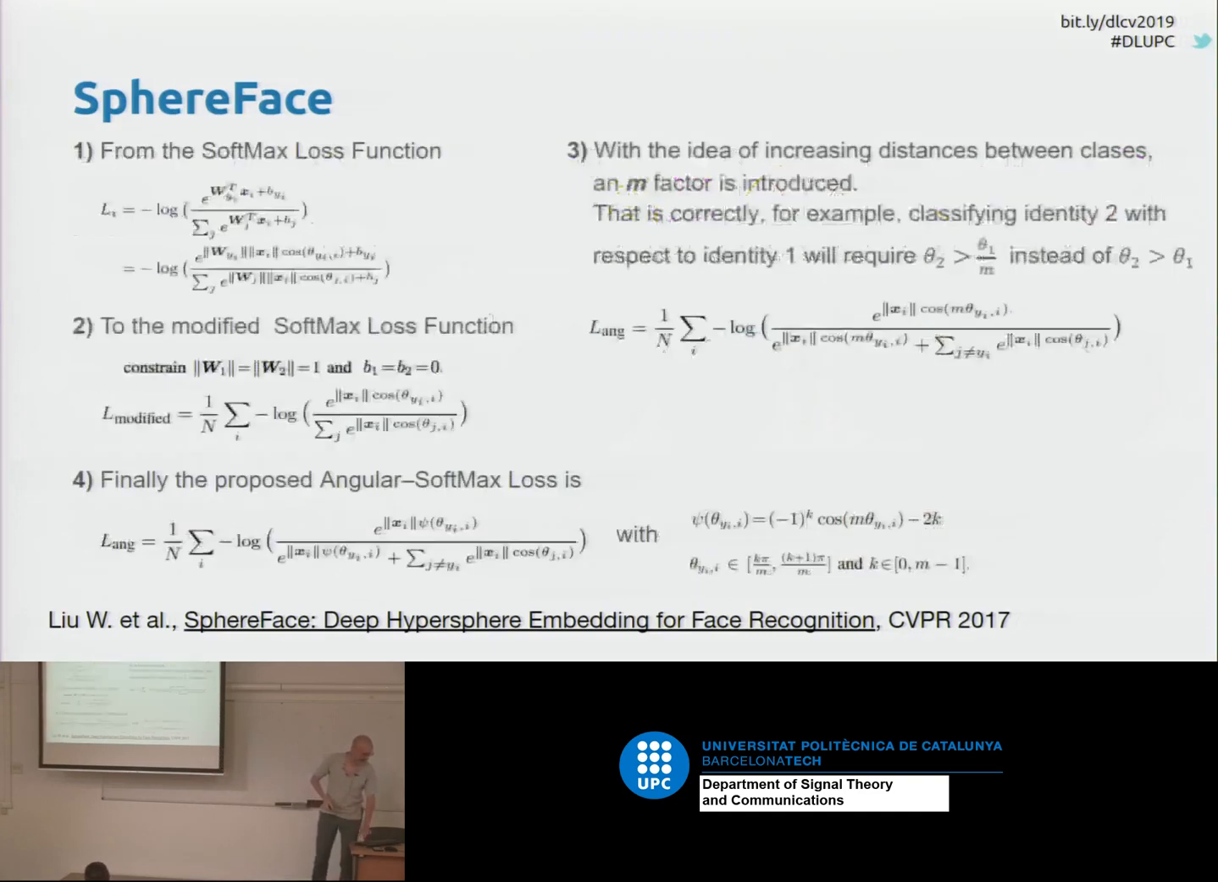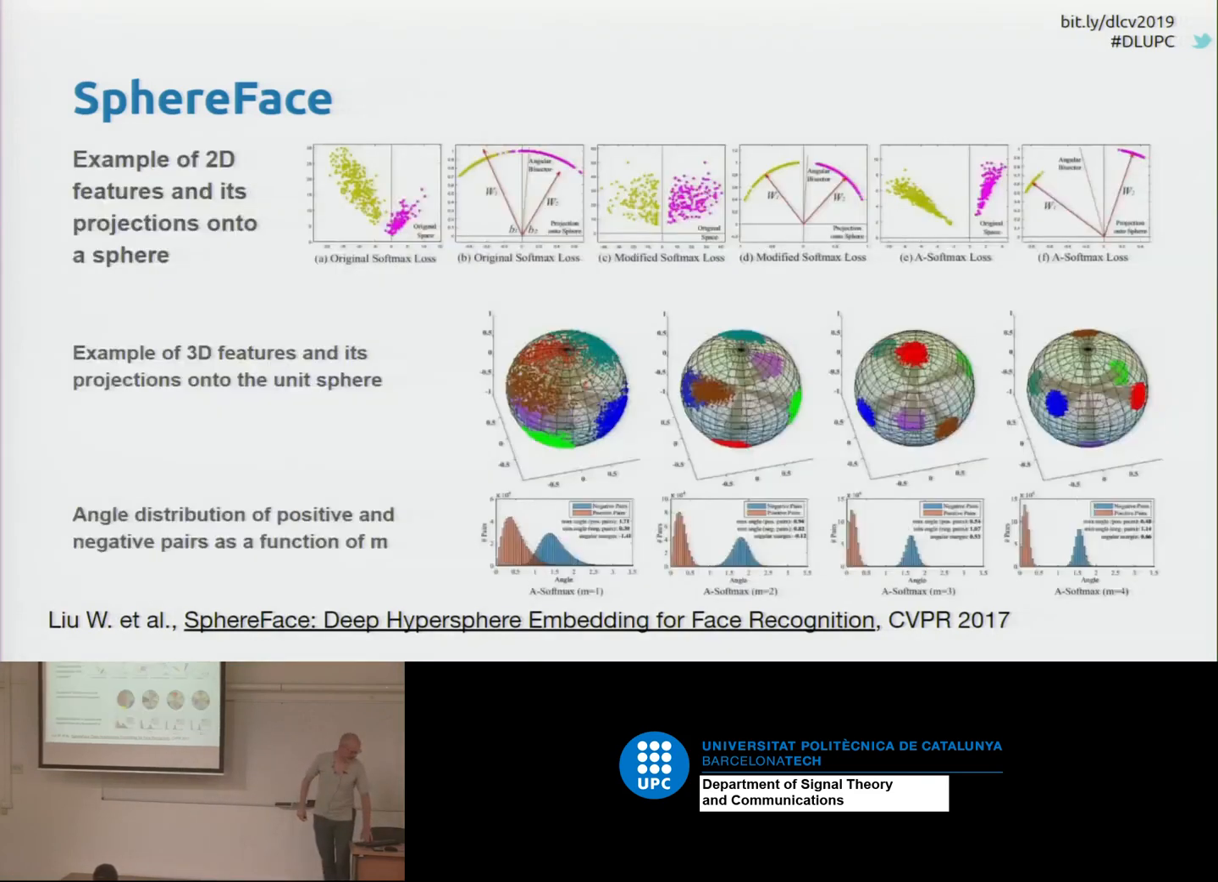So the idea of the authors is to modify the softmax loss function. The softmax loss function can be represented in this way, where W and B are the weights and bias of the last fully connected layer. By constraining the norm of W to be 1 and the bias to be 0, which we can ensure in the training process, they have this modified softmax loss function.